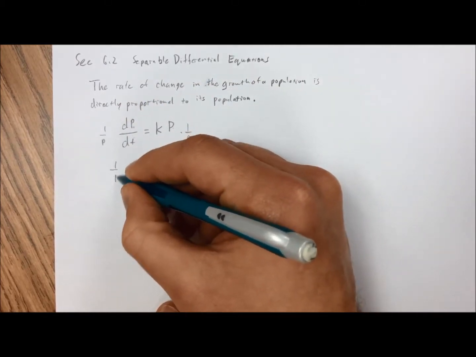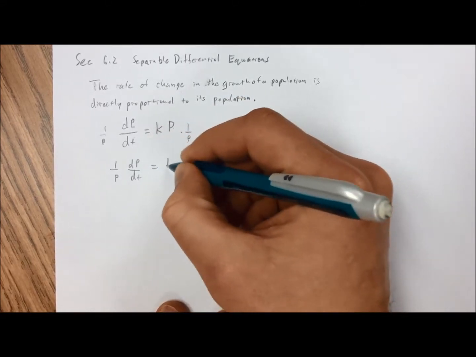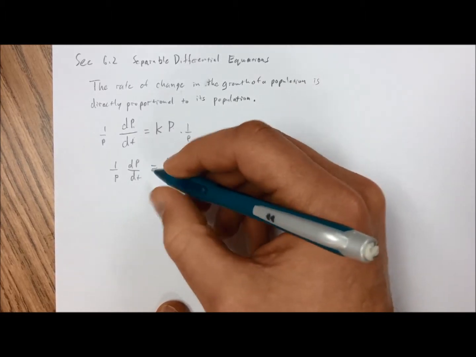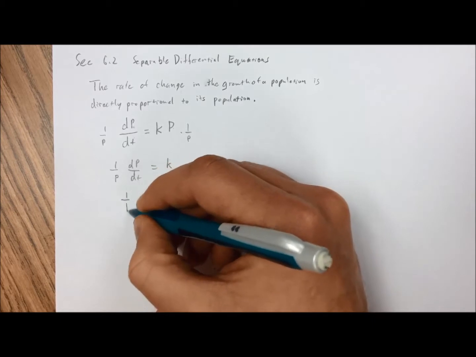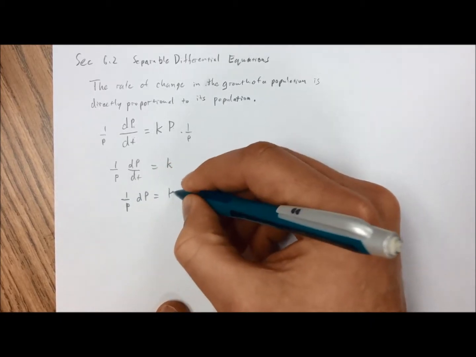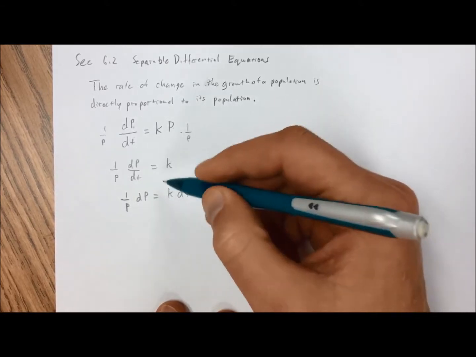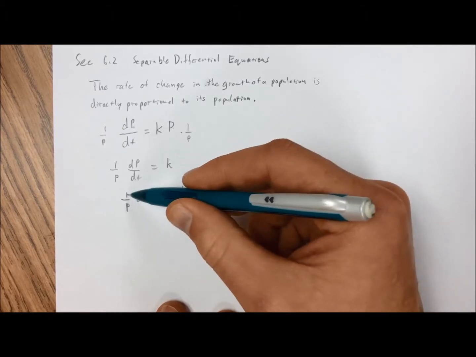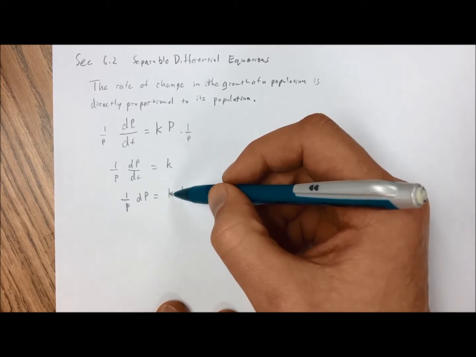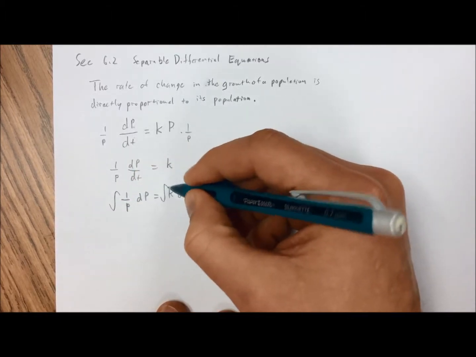So I'm going to get 1 over p dp over dt is equal to k, and I'm going to multiply both sides by the dt, and that's going to give me 1 over p dp is equal to k dt. So I have 1 over the population times the change in population is equal to the constant times the change in time. Now we're just going to antiderive both sides.